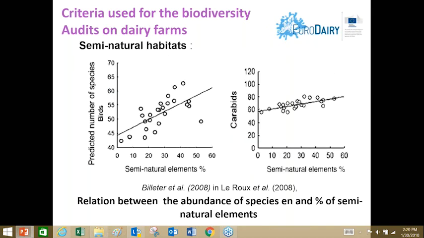The second component is semi-natural habitats, because we've shown a strong relation between the abundance of species and the percentage of semi-natural elements on the farm. And that is shown on these two graphs, where you can see a link between the semi-natural elements percentage on the farm here and the numbers of species of birds here and the numbers of insects here. So there is a strong relation between these natural elements and the abundance of species.